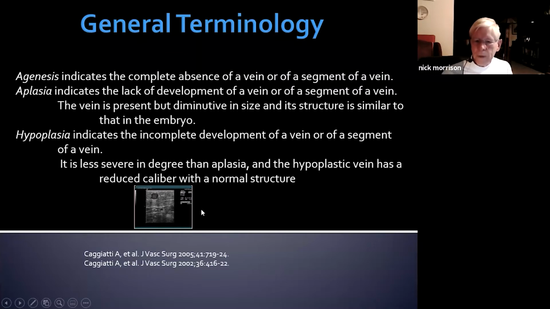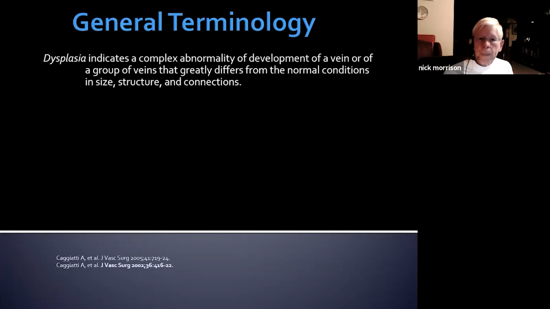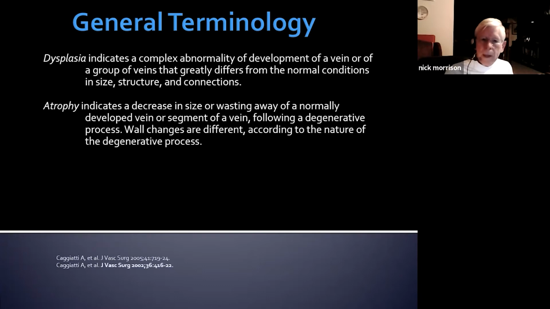Now, here's a nice ultrasound image of a tributary, which is functioning as the great saphenous vein because the great saphenous vein itself is quite hypoplastic. Dysplasia indicates a complex abnormality of the development of the vein. Atrophy indicates a decrease in the size or a wasting away of the normal vein.